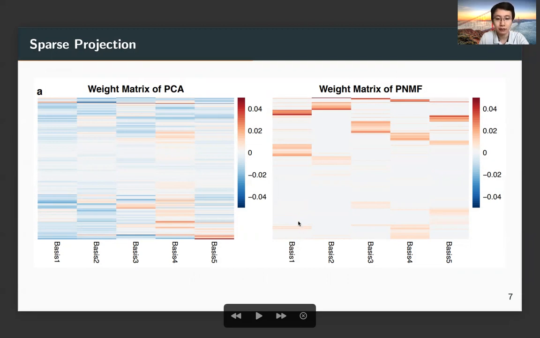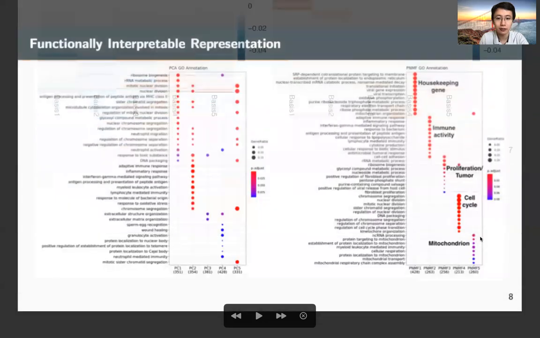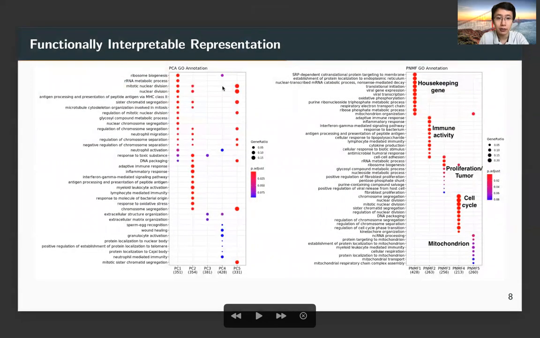And we can see there is a very clear orthogonality between different bases. So the non-negative weights are almost not overlapping between different bases. This will greatly increase the interpretability of your data set. Therefore, we can use the PNMF as a functionally interpretable representation of the data set.